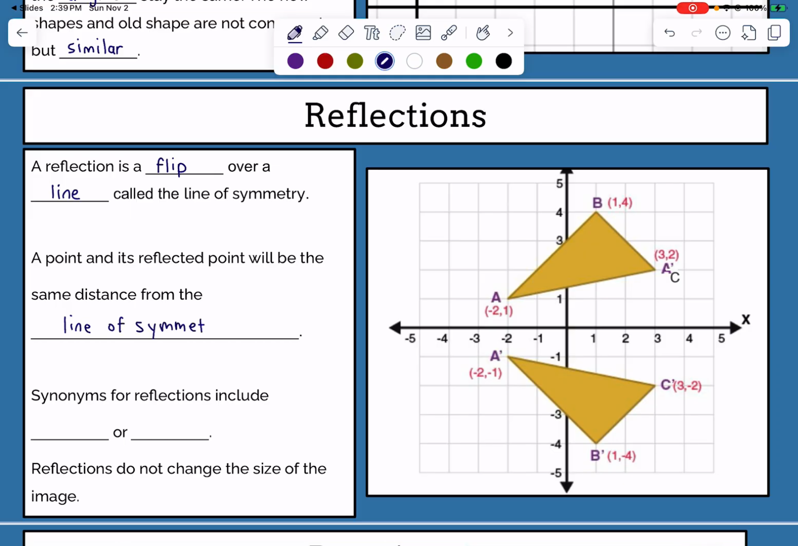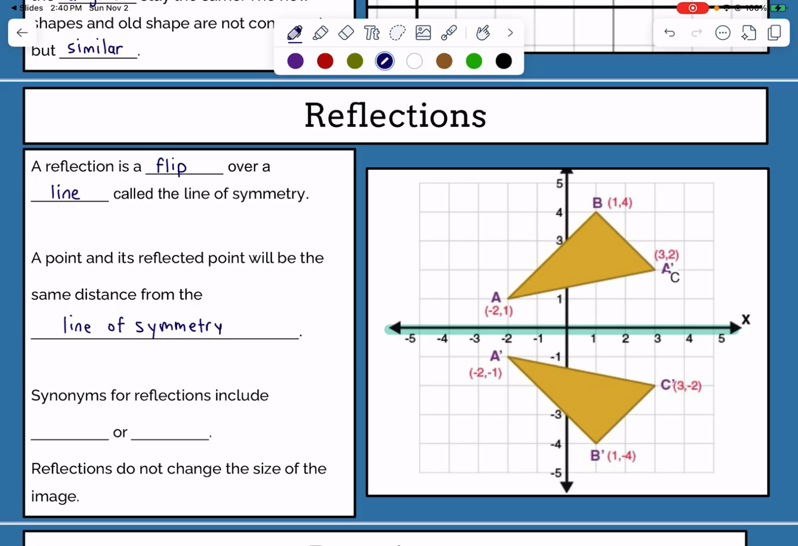So if you look at our example here, our line of symmetry is the x-axis, and each point is the same distance from its new point. So A is one space away from the line, as is A prime. B and B prime are both 4 spaces away from the line of symmetry.